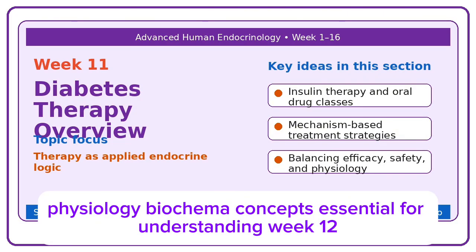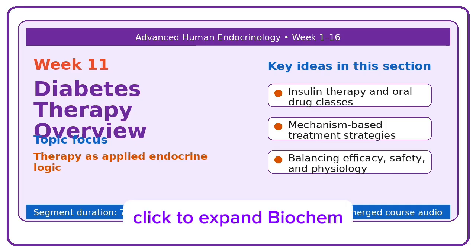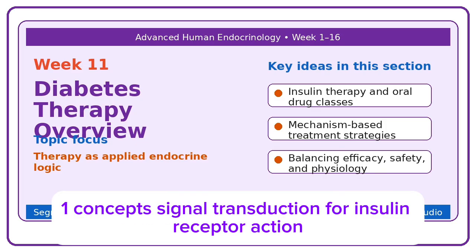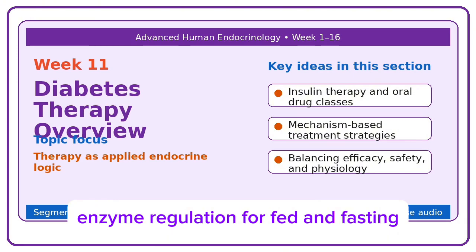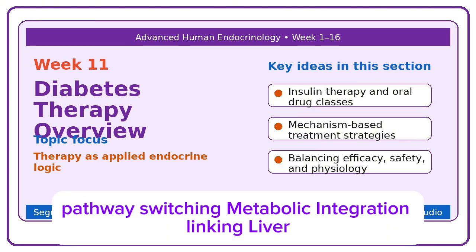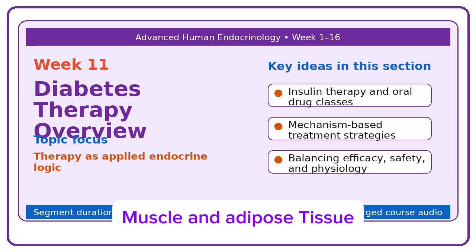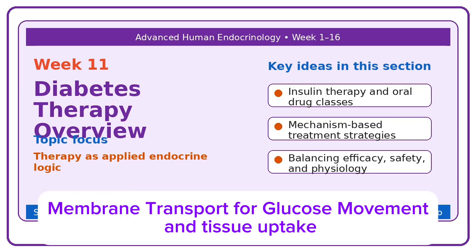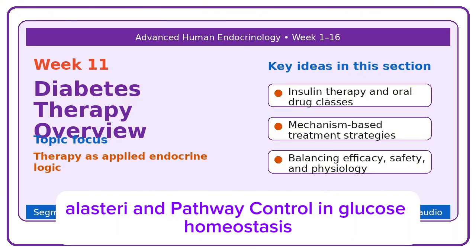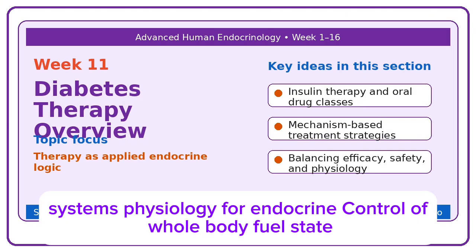Biochem concepts, essential for understanding week 12. Click to expand Biochem 1 concepts: signal transduction for insulin receptor action, enzyme regulation for fed and fasting pathway switching, metabolic integration linking liver, muscle, and adipose tissue, membrane transport for glucose movement and tissue uptake, allostery and pathway control in glucose homeostasis, systems physiology for endocrine control of whole body fuel state.